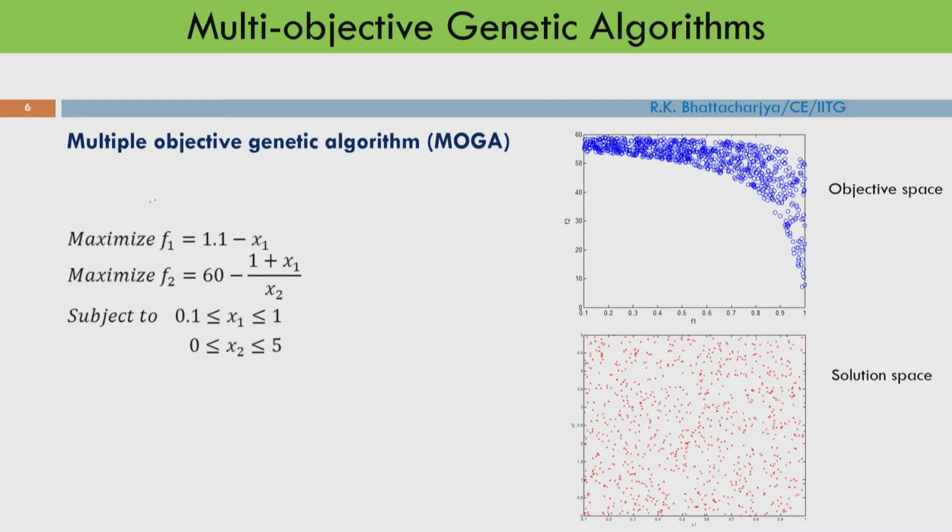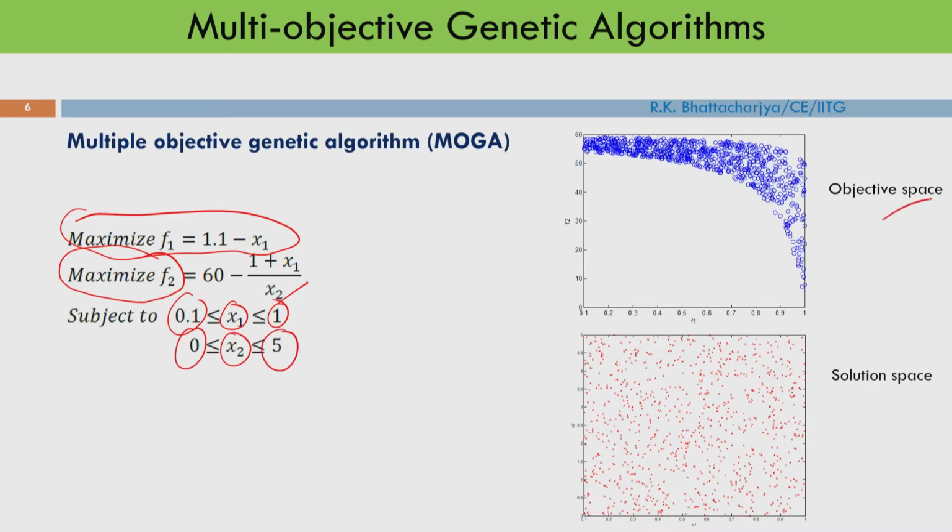Here there are two objectives. I would like to maximize f1, that is 1.1 minus x1, and similarly I would also like to maximize f2, which is equal to 60 minus (1 plus x1) by x2. x1 is varying between 0.1 and 1 and x2 is varying between 0 and 5. So, this is the objective space and this is the solution space, and there is always a non-linear mapping between solution space and objective space. Now, let us see how we can solve a multi-objective problem using genetic algorithm.